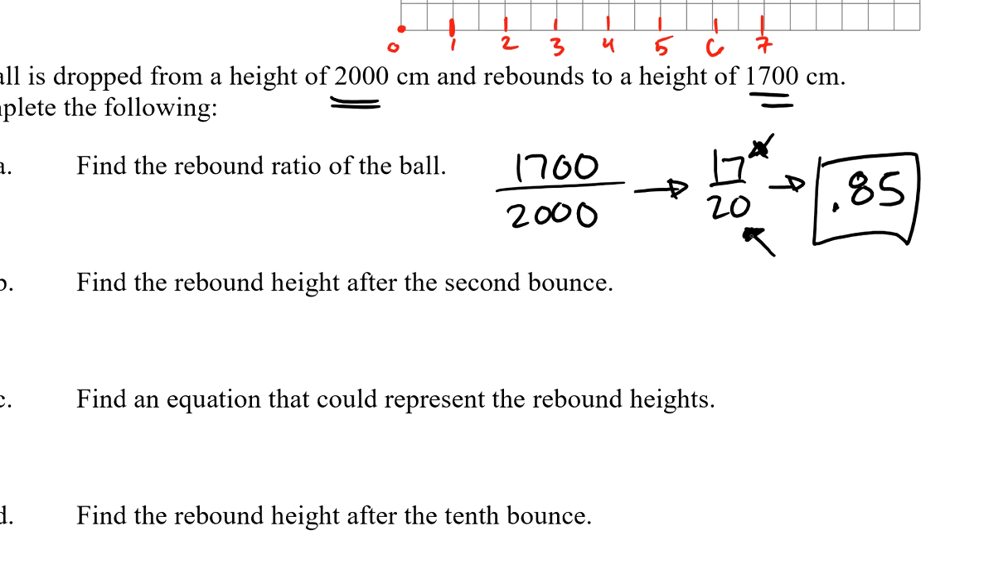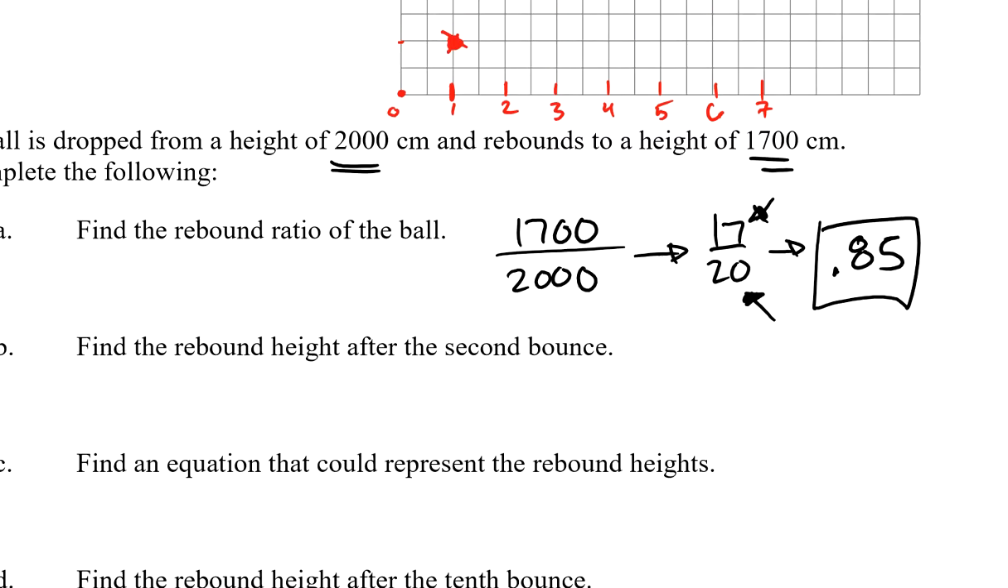The next question says, find the rebound height after the second bounce. Okay, so here's the original drop height. This is the first bounce, 1700. So for the second bounce, you take the 1700 and we're going to get 85% of that. So I'm going to multiply this by 0.85. And when I do that, I get 1,445. I think these are centimeters. So after the second bounce, that's where it goes.